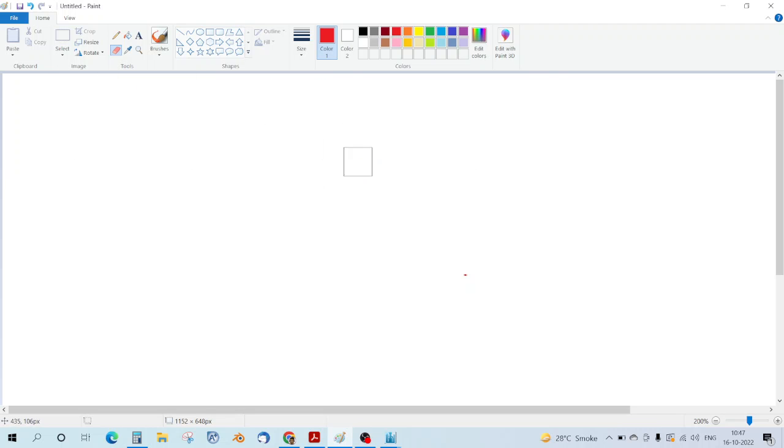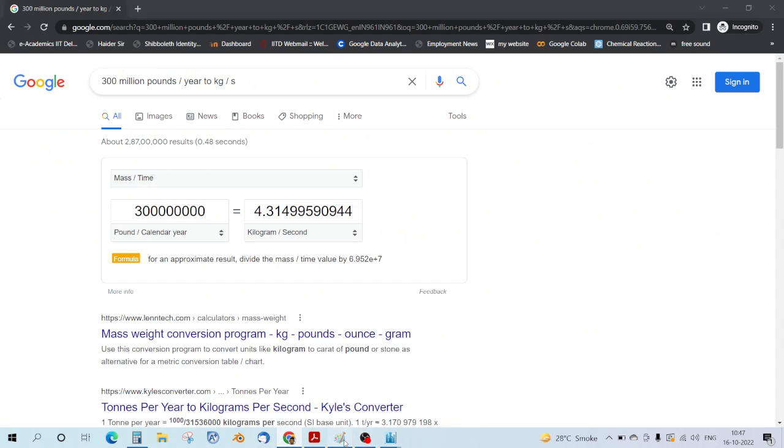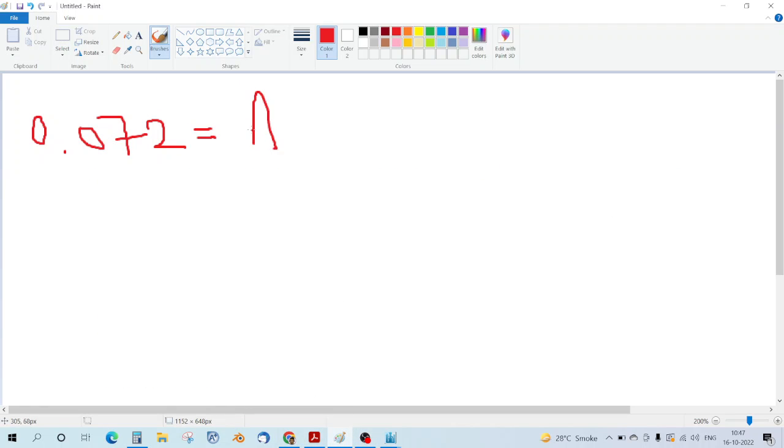And we have the rate constant as 0.072. Sorry for this writing, because I'm using a mouse to write, but I hope you understand that it's 0.072. This would be equal to A using Arrhenius, e to the power minus Ea by RT. Ea we will put in, just wait a second. So if you see this term, we can put it over here on the left hand side and calculate A.